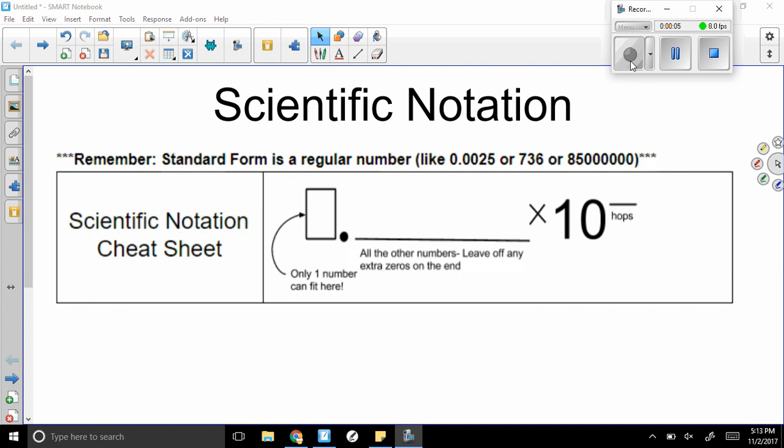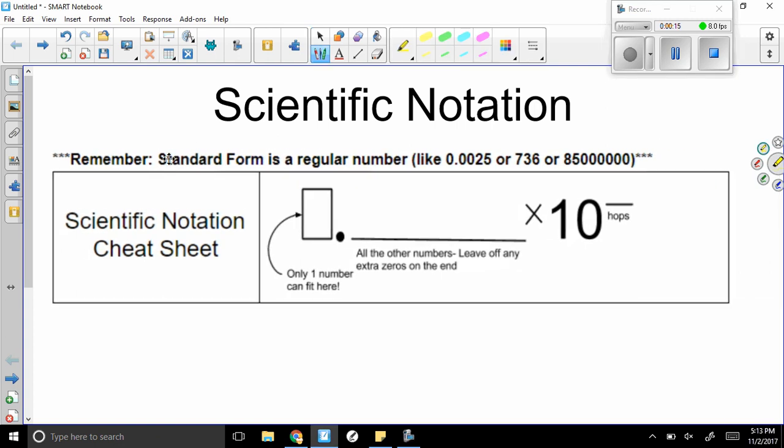All right, today we're going to be taking some notes on scientific notation and powers of 10. So I gave you a real quick reminder up at the top of your screen here. Remember that standard form is any regular old number here. So I gave you a hint and some examples of what I mean by that.